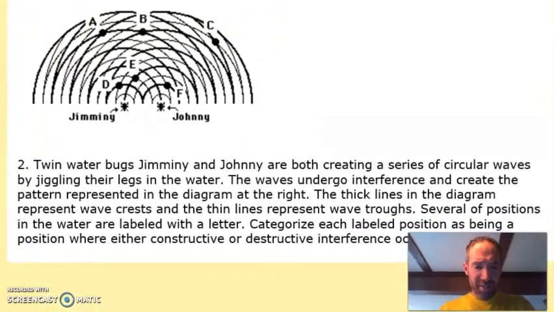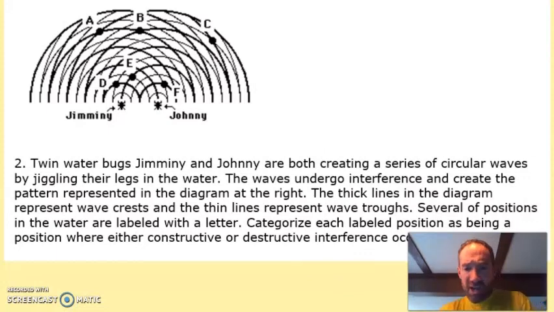And this is a really neat premise here. Two water bugs are creating waves, and so these waves are going out in a two-dimensional pattern rather than just a one-dimensional thing like we've seen on the other ones. And so as it says, the thick lines in the diagram represent crests and the thin lines are troughs. It says several positions are shown to determine whether they're constructive or destructive interference.